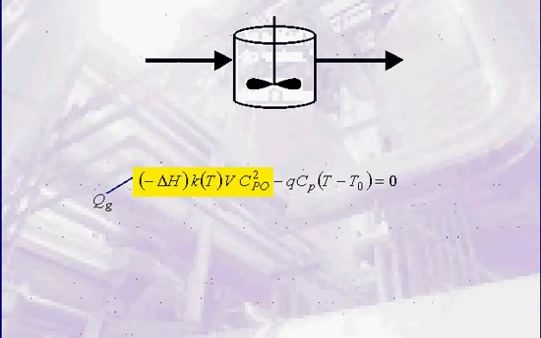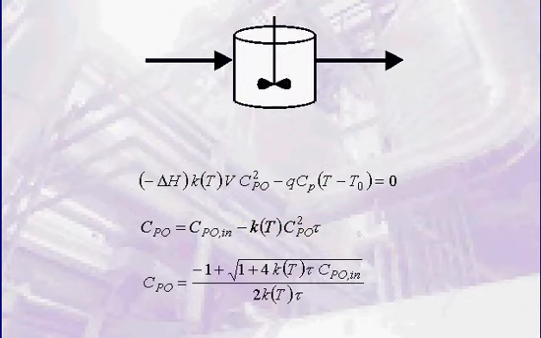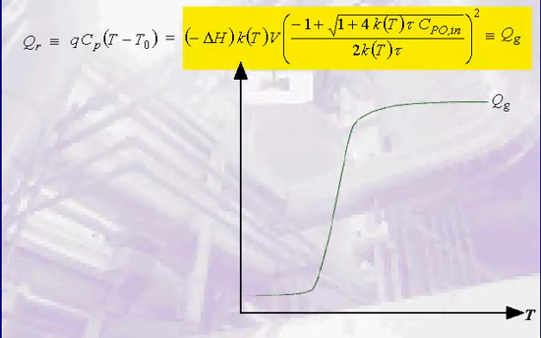accounting for the heat generation rate, and QR accounting for the convective heat removal, and its rate of disappearance by reaction. Rearranging the component balance gives the effluent propylene oxide concentration directly, dependent on reaction temperature because of the Arrhenius term, K of T. At low temperatures, the low rate of reaction leads to negligible heat generation.